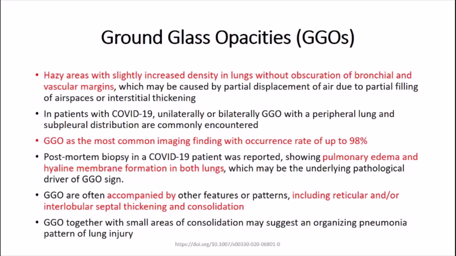Why does this ground glass opacity happen? I think a recent post-mortem biopsy study has shown that it's pulmonary edema and hyaline membrane formation in both lungs, which might be the underlying pathological driver of the ground glass opacities. They are also commonly accompanied by other features and patterns, including reticular pattern, interlobular septal thickening and consolidation. Ground glass opacities with consolidations are the most common findings you can find in CT of COVID-19 patients.